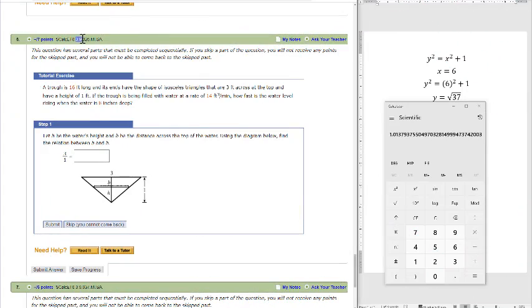We have another lab assignment from section 3.9, and here we have a trough that's 16 feet long, and its ends have the shape of an isosceles triangle that's 3 feet across on the top. It has a height of 1 foot, and the trough is being filled with water at a rate of 14 cubic feet per minute. How fast is the water level rising when the water is 8 inches deep?